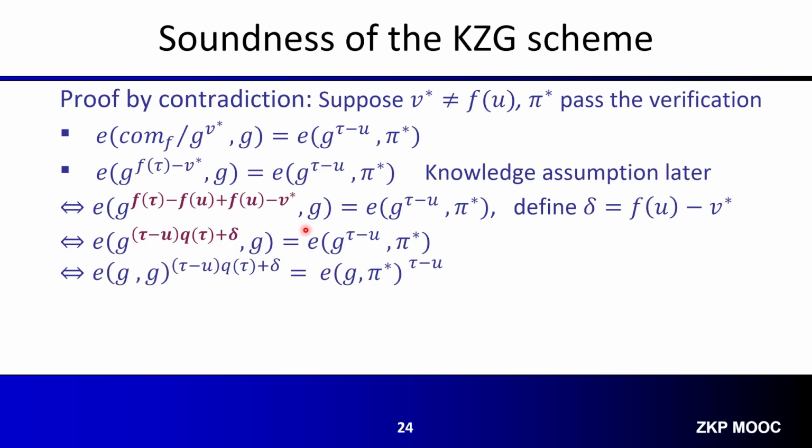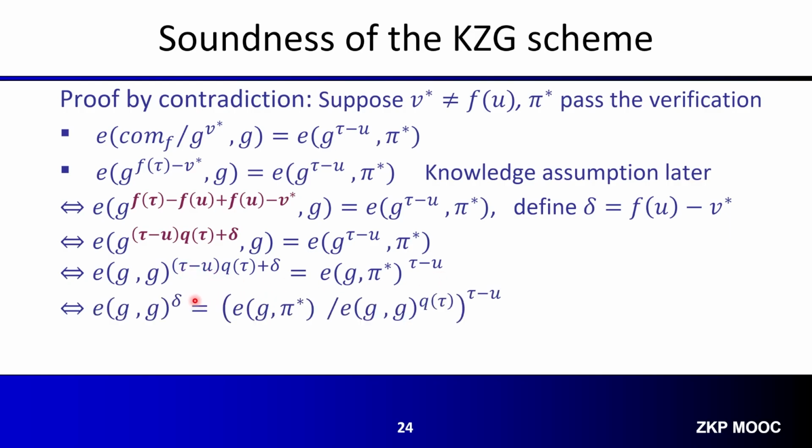And then by the rule of the bilinear pairing, we can try to extract these elements in the exponent and put it outside of the pairing. So the left-hand side equals e(g, g) to the power of (tau minus u) times (q of tau plus delta). And on the right-hand side, it equals e(g, pi star) raised to the power of tau minus u. Then from this equation, we can see that the two terms in the left-hand side and on the right-hand side both have a common factor tau minus u.